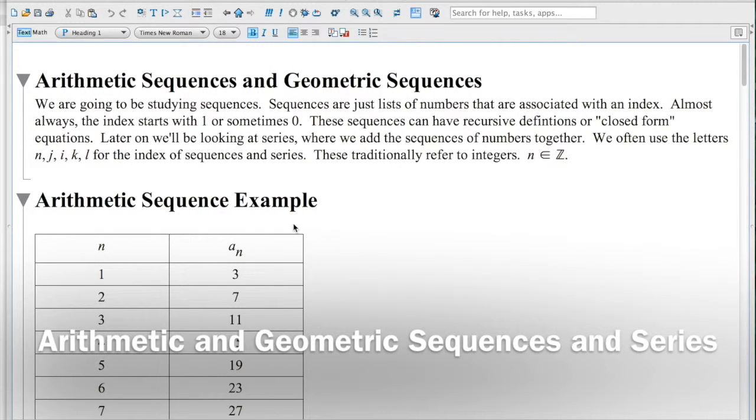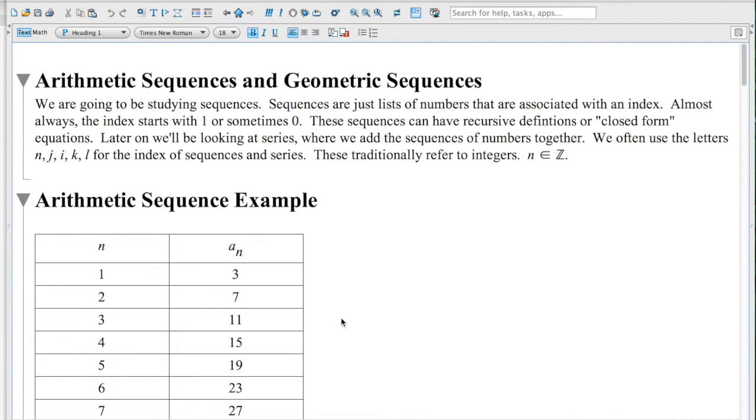So we're going to be looking at arithmetic sequences and geometric sequences. We've been studying these in class for a while. Sequences are just lists of numbers. Right? This list of numbers is associated with an index. The index is almost always starting with 1 or sometimes with 0 and iterates through the counting numbers.